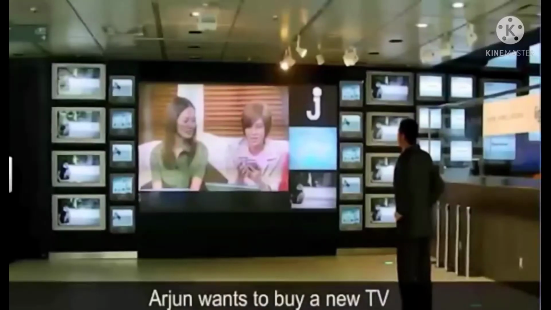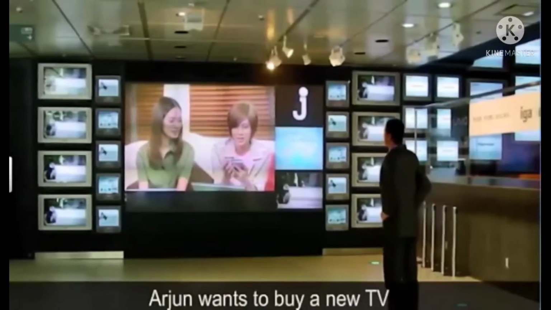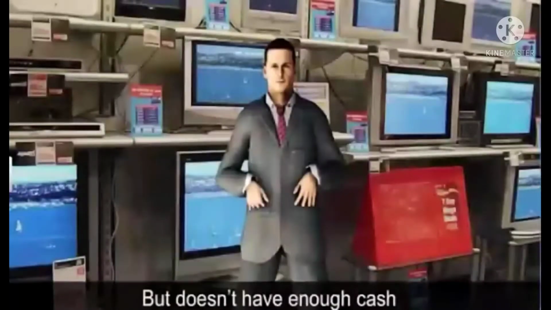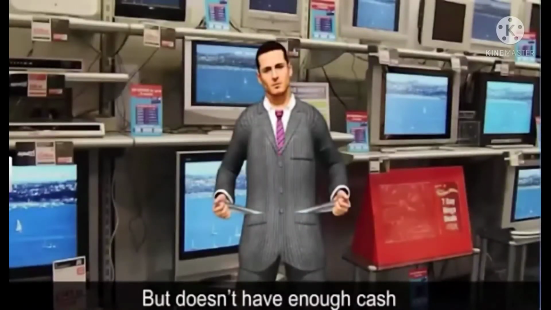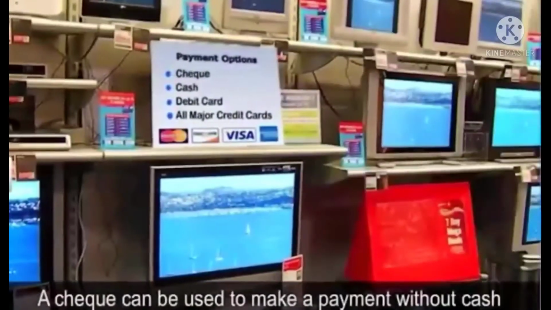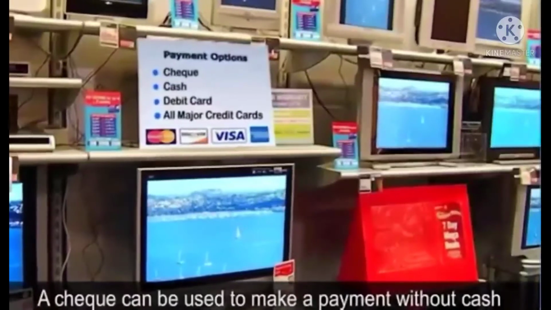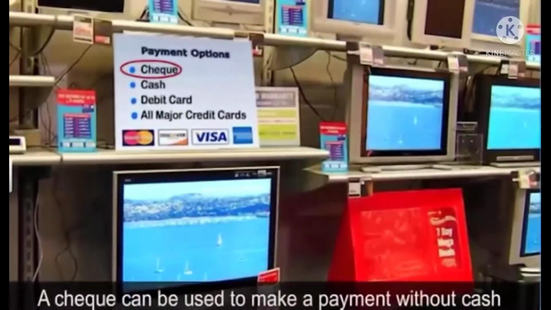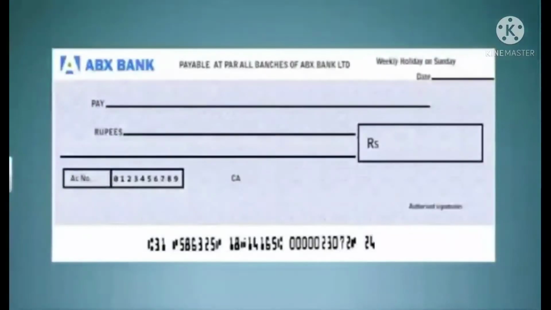Arjun is in the market and he wants to buy a new TV. But he is not carrying enough cash with him. No problem. The shop allows him to pay without cash. He can make the payment by check. A check is a written instruction to a bank by an account holder to pay a specific sum to a specific person from his deposit.